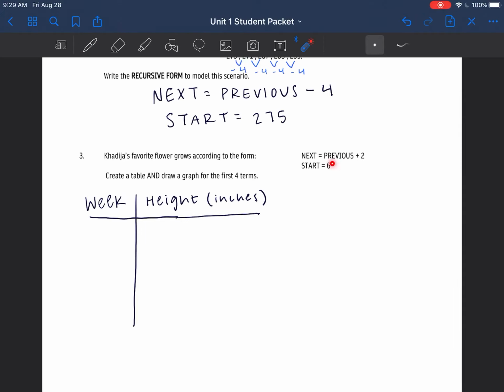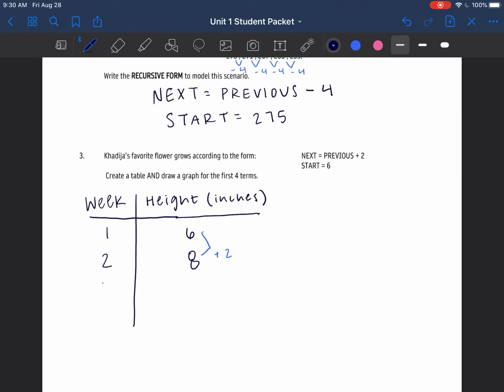So the information I can gather, the first thing I can gather is the start number is 6. So in the first week, that flower is 6 inches tall. And then from my equation, next equals previous plus 2. So that tells me my pattern is adding 2. So if I add 2 for the second week, 6 plus 2 is 8. So I'm adding 2 to get from there.